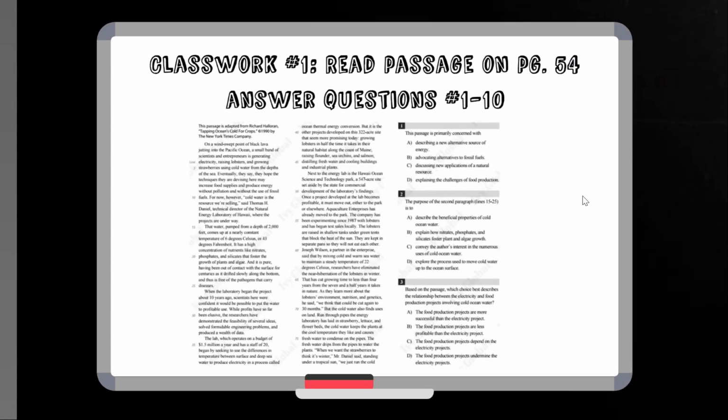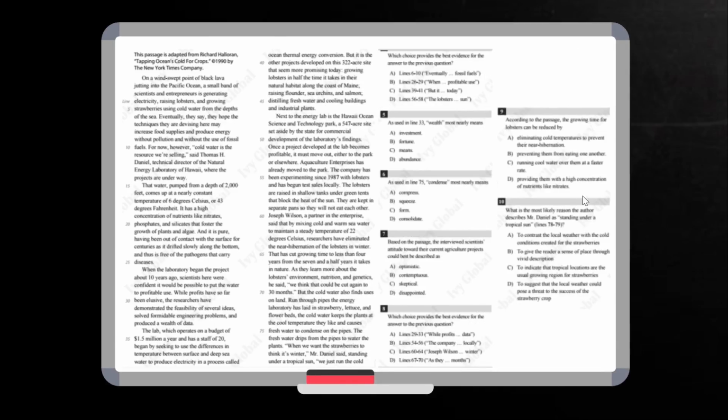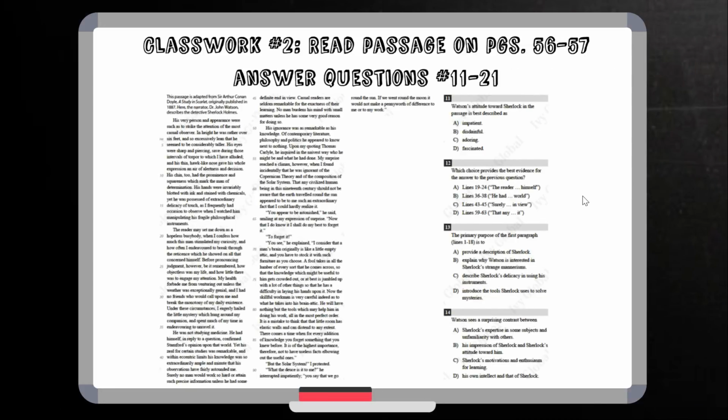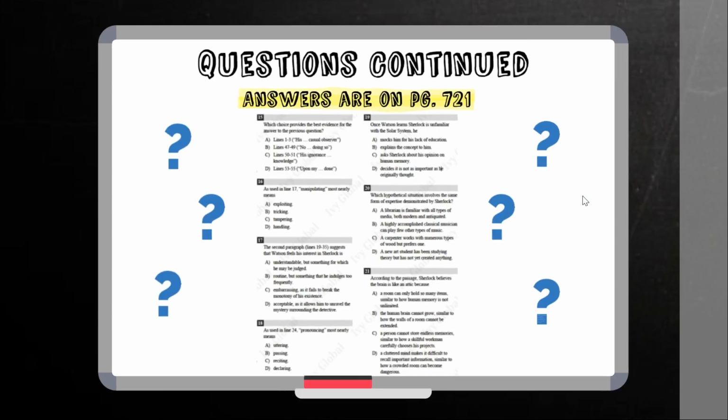Okay, classwork. Classwork number 1 for the reading section, right? Reading the passage on page 54 and answering questions 1 through 10. Right? Again, classwork will always be provided throughout the Prezi presentations to have students interact with the book. Right? Classwork number 2, reading pages 56 to 57, answering questions 11 through 21. Right? And all the answers are provided in the back of the book, right? And it shows you on page 721. Right? You can go and look at the answers there. So you don't have to have all the answers.